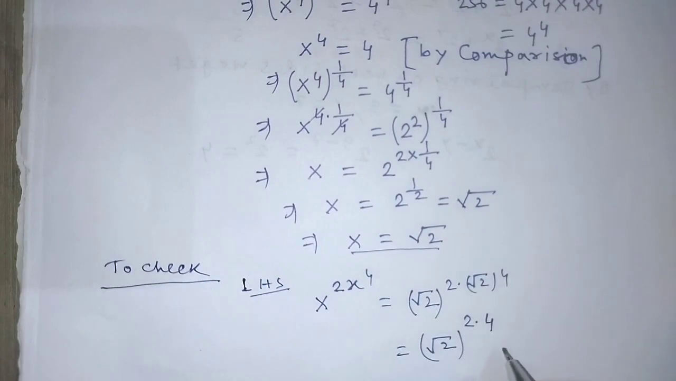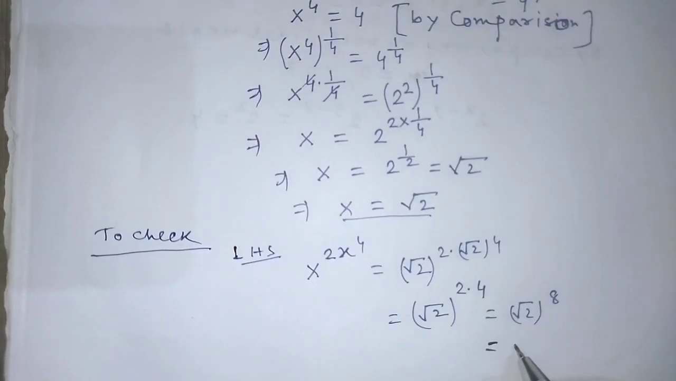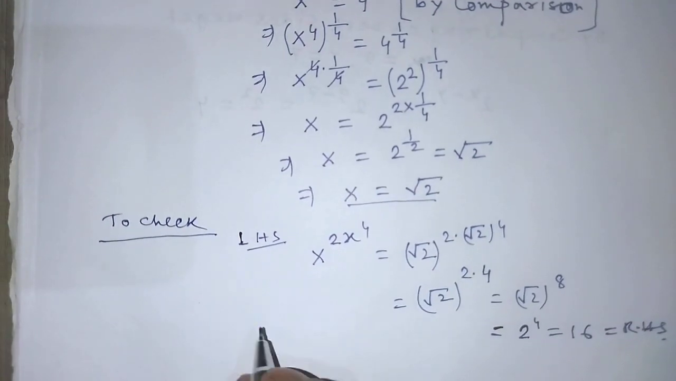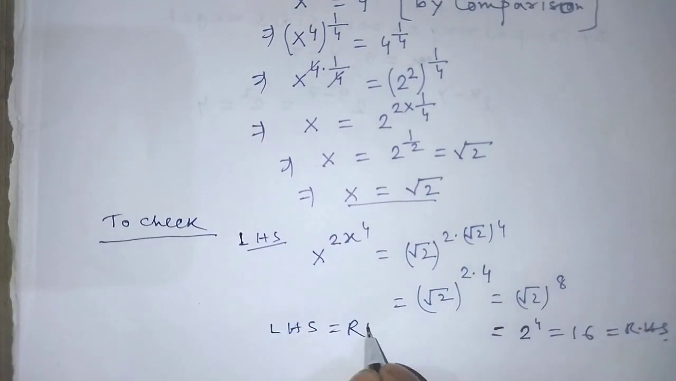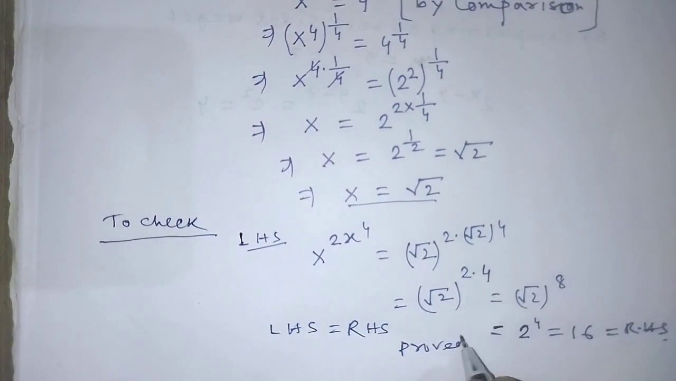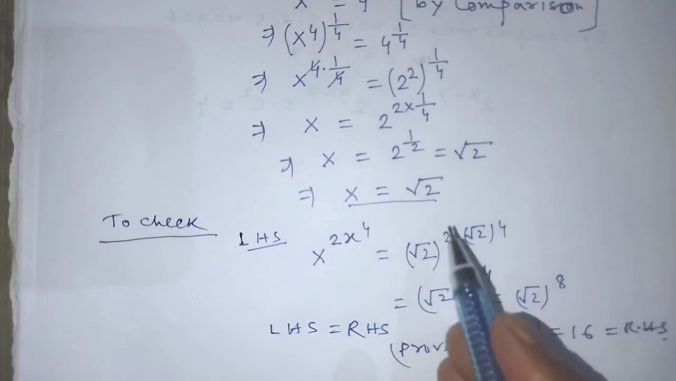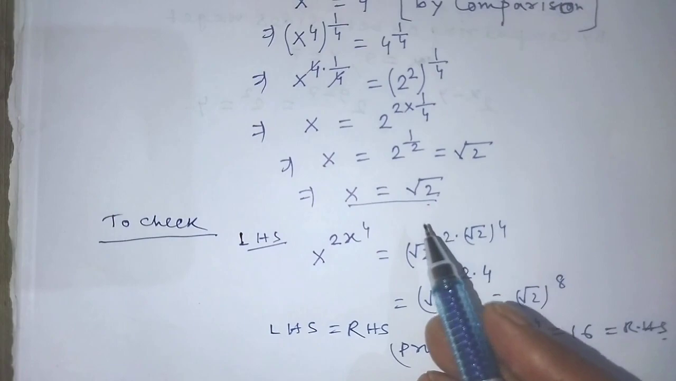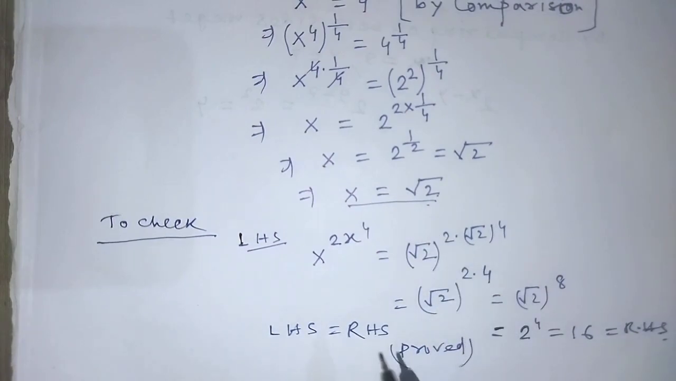And after that we can write here (square root of 2) whole to the power 8 is equal to, we get 2 to the power 4, that is 16, which is the right hand side. Left hand side is equal to right hand side, proved. That means x is equal to square root of 2 is the correct solution of the given equation. So student, our answer is complete.